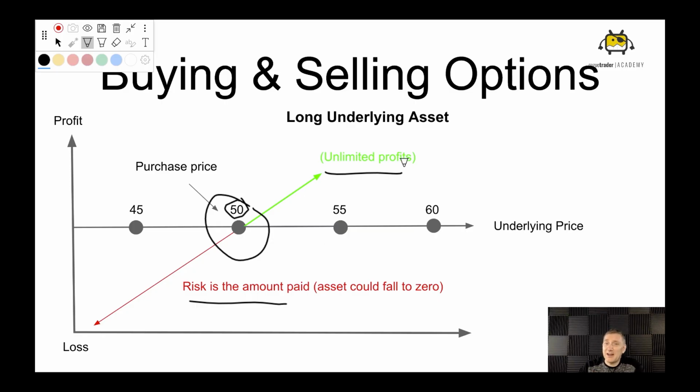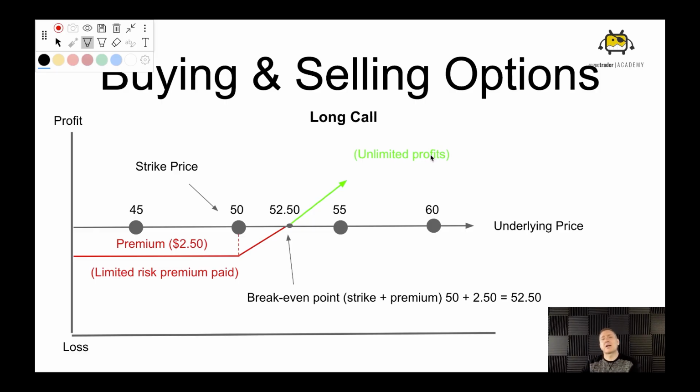And don't forget, besides the unlimited profit, we've also got unlimited time, right? We can hold this thing forever if we wanted to. But there is a cost to tying up your capital for that long. We don't need to get into that. We want to keep this very, very simple. So that is buying the underlying asset, and what this risk-reward profile looks like. It's perfectly linear. So let's just move on and talk about buying a call. Let's go long a call. So again, we're talking about something that we want to get at $50. So let's say the strike price is $50.